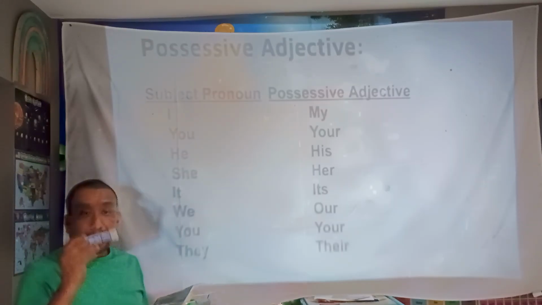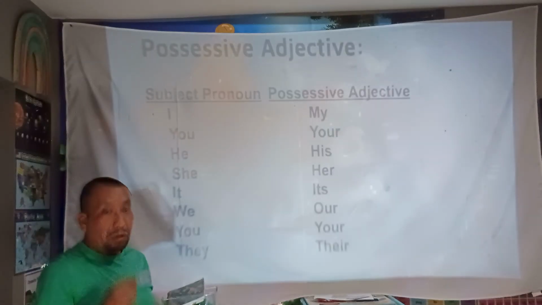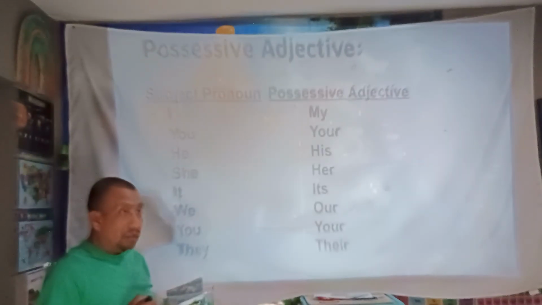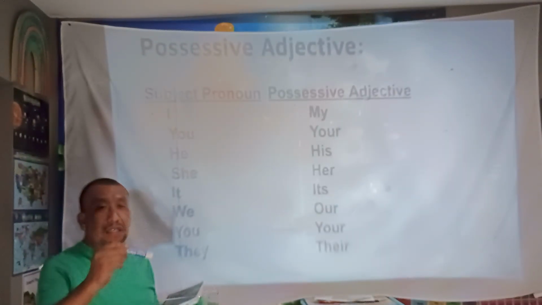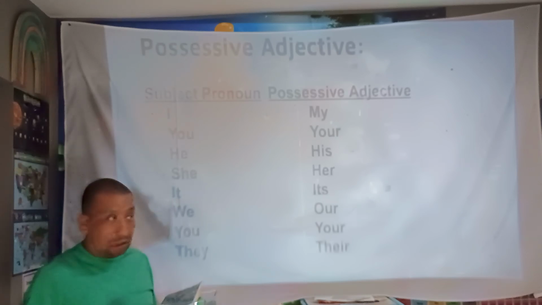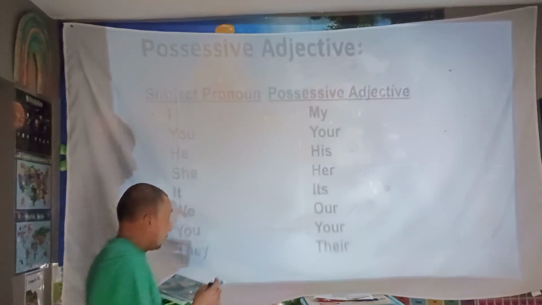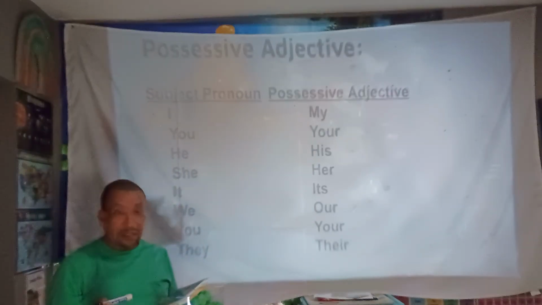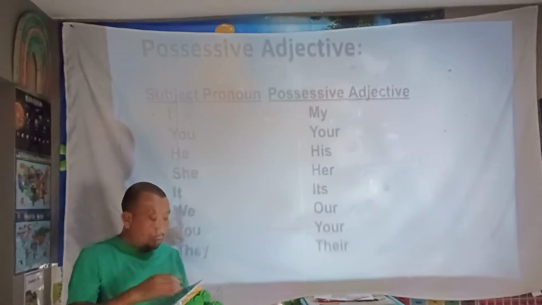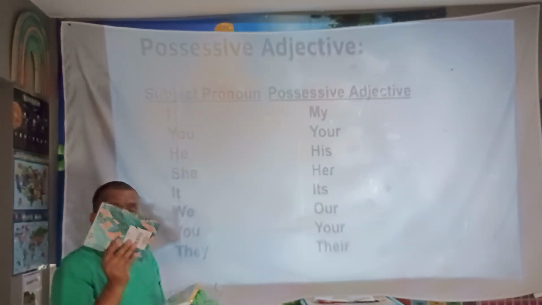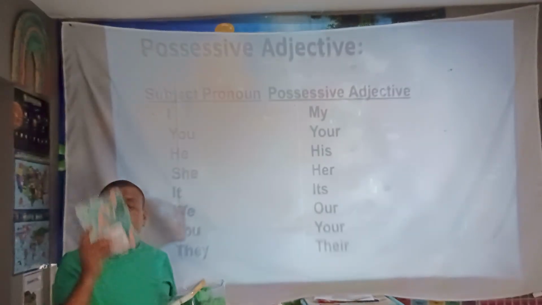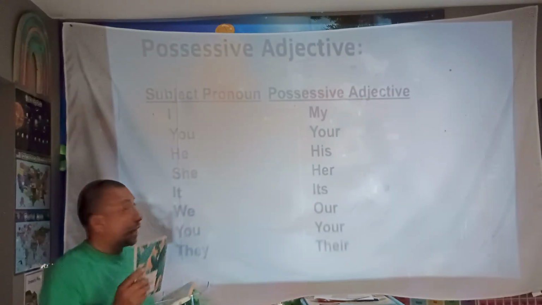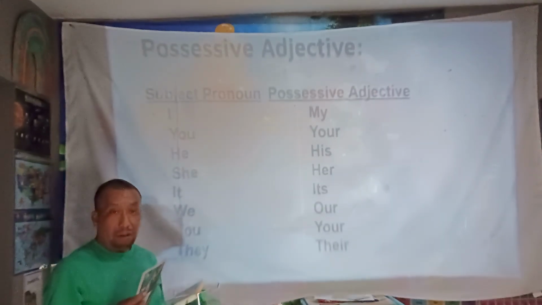Alright? Say with me, my marker. Everybody. Again, my marker. Okay? This is my marker. So we're using it. This is my marker. Okay? Another example would be notebook. This is my notebook. This is my notebook. All right?